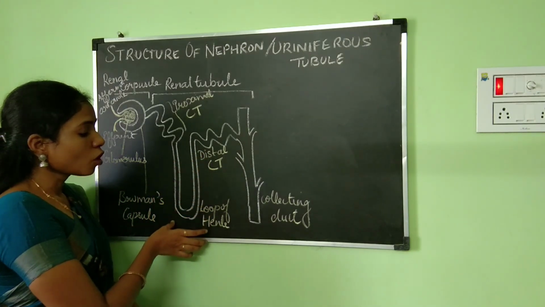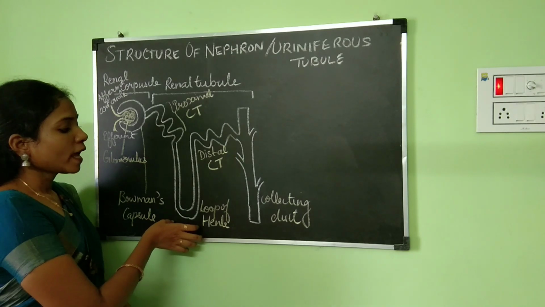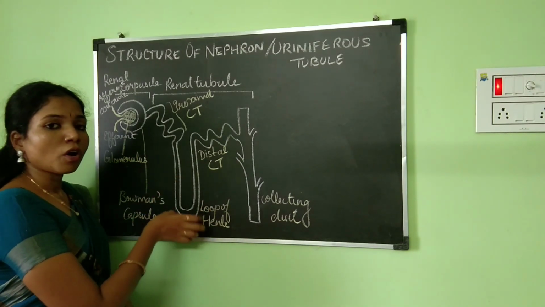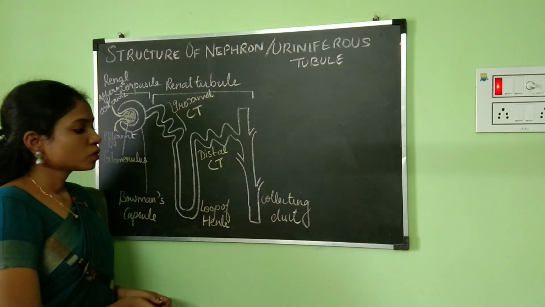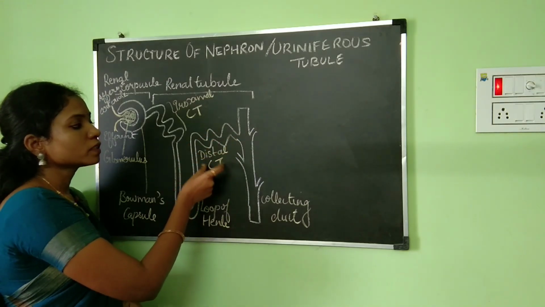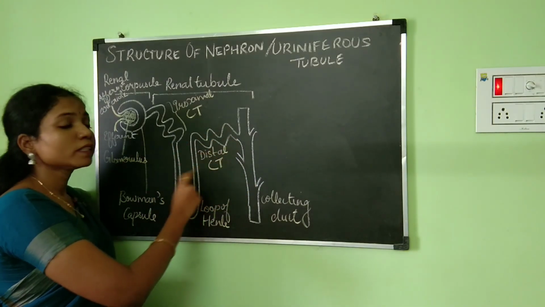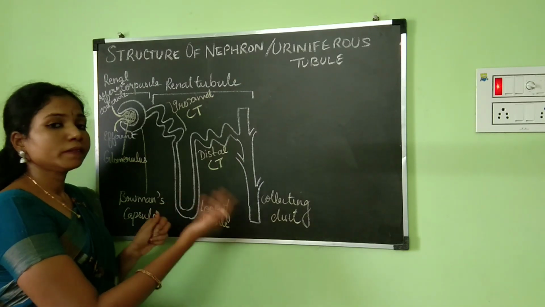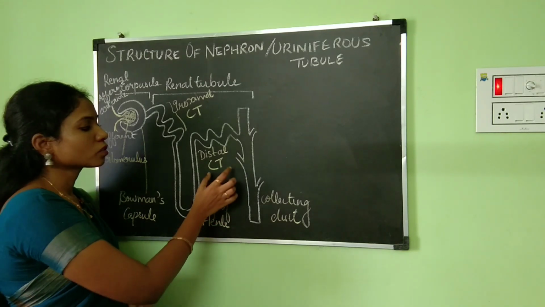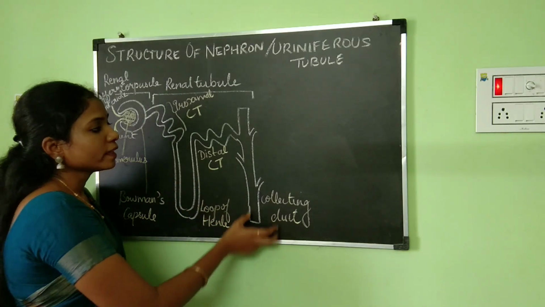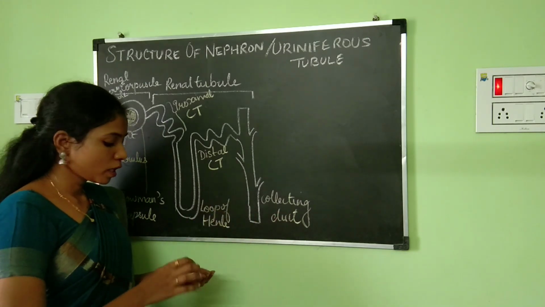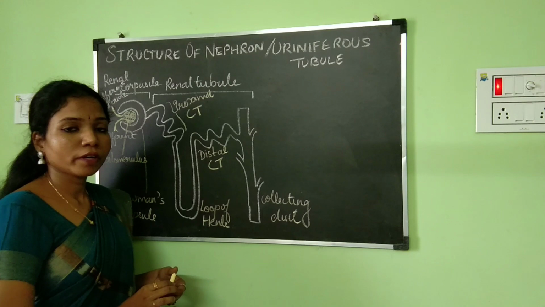Then we have an uncoiled portion, and then this portion is looking like a hairpin loop, or a U-shaped loop. So this part is called the loop of Henle, and then the next region is coiled again, so it is called distal convoluted tubule. Why is it called distal? Because it is located a little away from the Bowman's capsule, so it is called distal convoluted tubule. And then the last portion of the nephron is called the collecting duct. Okay, so I hope you understood about the structure of nephron clearly.